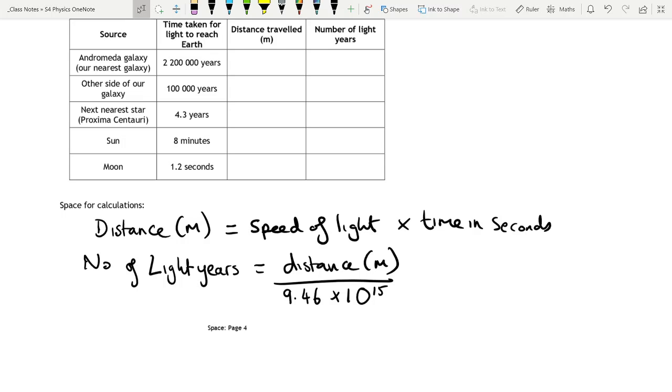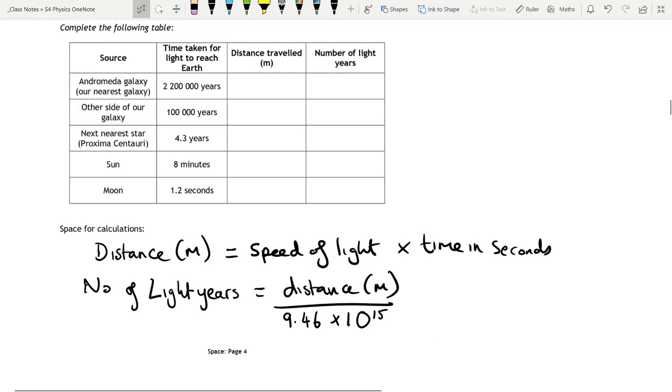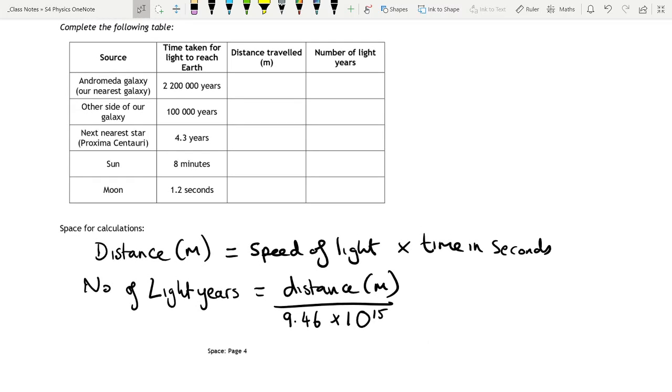So it's just big numbers. The only way that you'll make a mistake with this is making sure you've got the correct numbers that you're using. So you'll need calculators for this. You can do it as table groups if you prefer. So you could take one each.